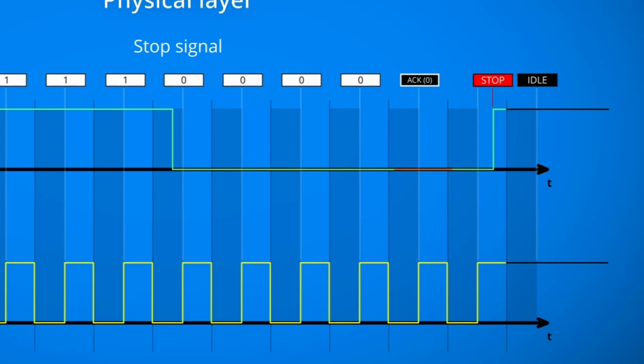To generate the stop signal, the master must do like it's sending the bit 0. It sets SDA to the low state during phase 1, but during phase 2, instead of keeping SDA low, it sets it at the high state.